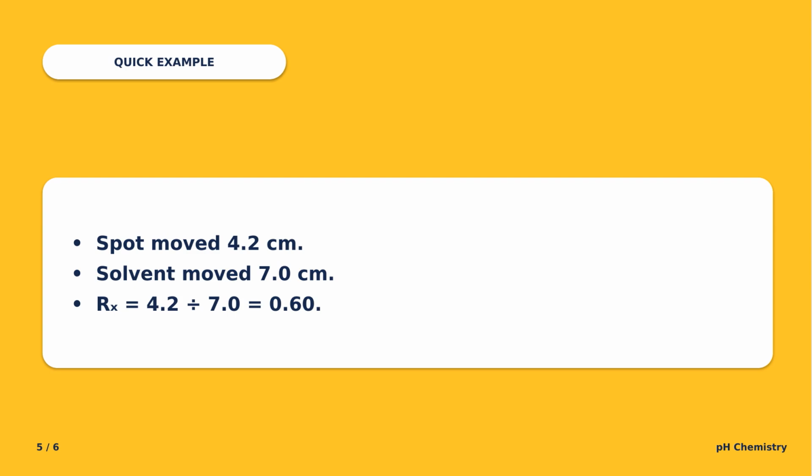Quick example, spot moved 4.2 centimeters. Solvent moved 7.0 centimeters. Rx equals 4.2 divided by 7.0 equals 0.60. Look up your reference table, find the substance with Rx 0.60 in that solvent. That's likely a match.